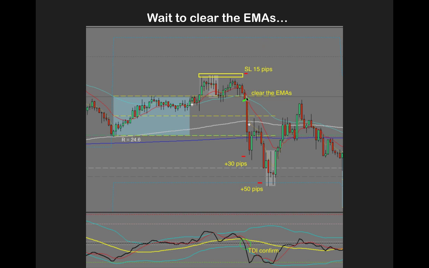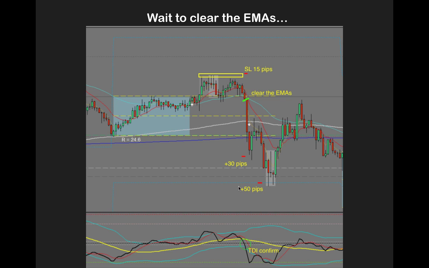So the better trade would be to wait for it to clear the EMA, and once you do that, then you're safe to take the trade. So your stop loss goes above here, above the high. You can also see the TDI confirmation at that point: RSI is below the signal line, below the market baseline. There's a nice big angle of separation. That is the correct entry to take the trade at.